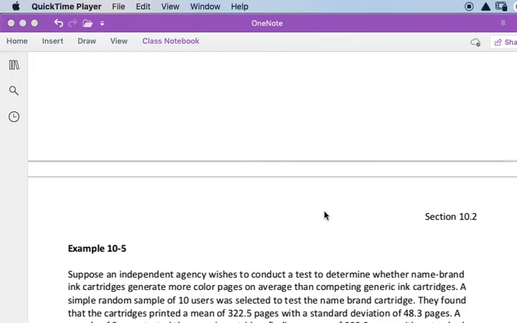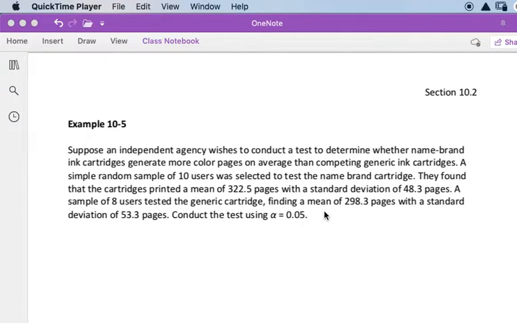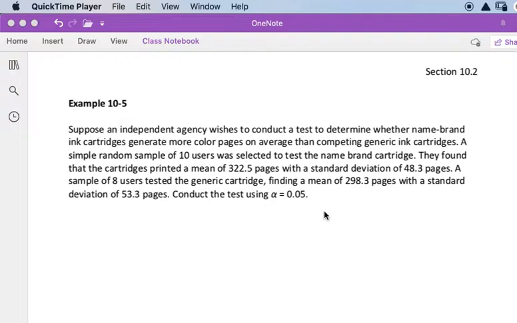Let's look at example 10.5. It says, suppose an independent agency wishes to conduct a test to determine whether name brand ink cartridges generate more color pages on average than competing generic ink cartridges. A simple random sample of 10 users was selected to test the name brand cartridge. They found that the cartridges printed a mean of 322.5 pages with a standard deviation of 48.3 pages. A sample of 8 users tested the generic cartridge, finding a mean of 298.3 pages with a standard deviation of 53.3 pages. Conduct the test using alpha equals 0.05.